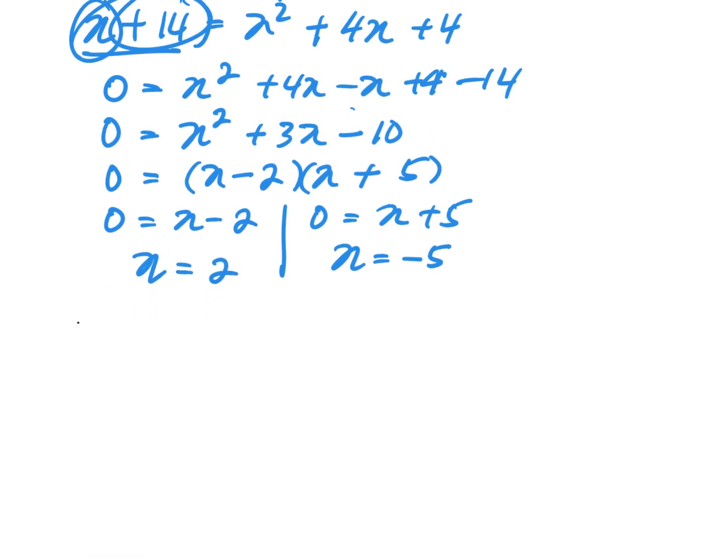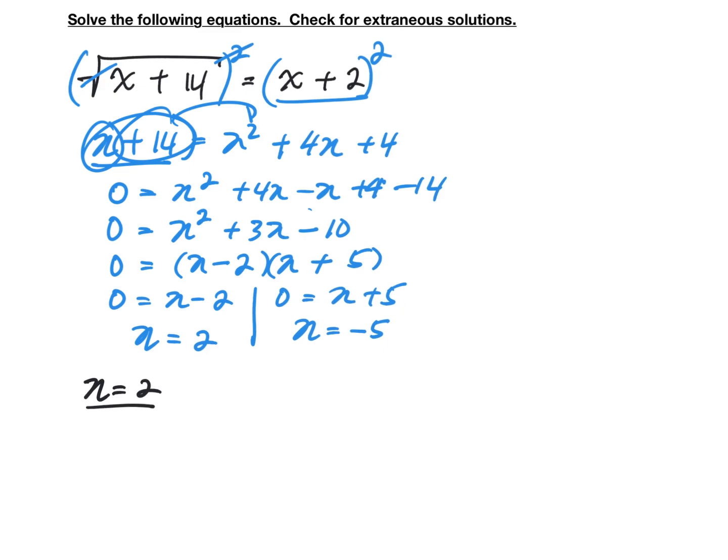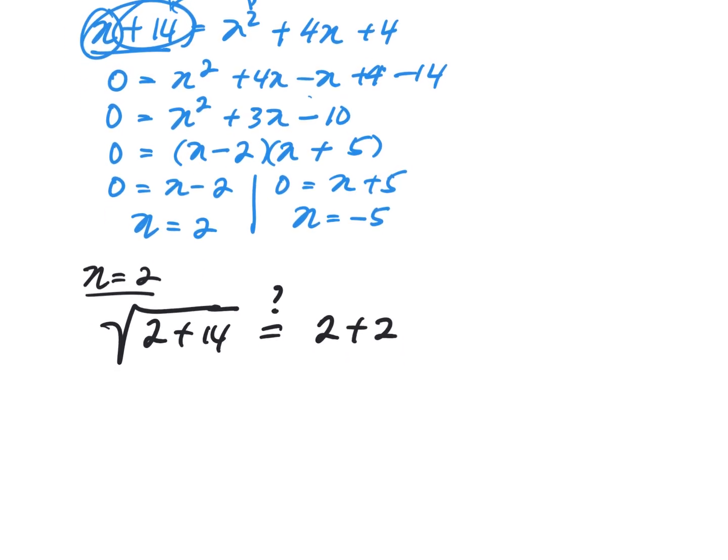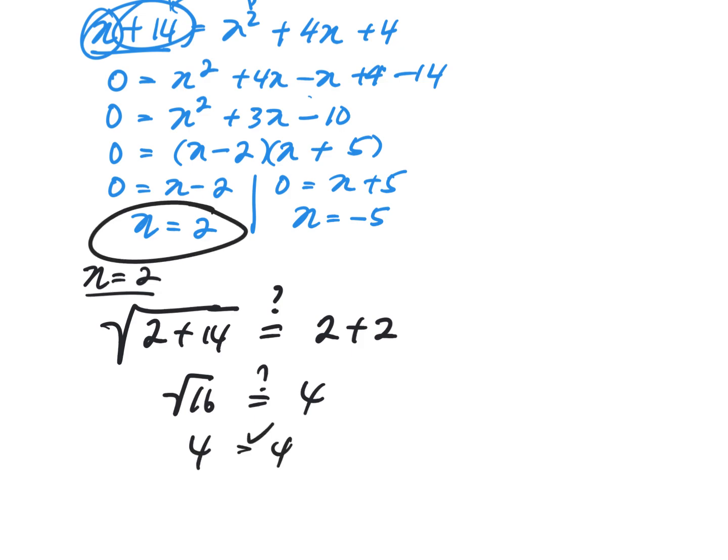Okay, when x is equal to 2, let's check. That's going to give you the square root of 2 plus 14. Is it equal to 2 plus 2? Okay, 16. This is the square root of 16, which is equal to 4. 4 is equal to 4. So x equal to 2 is an answer.